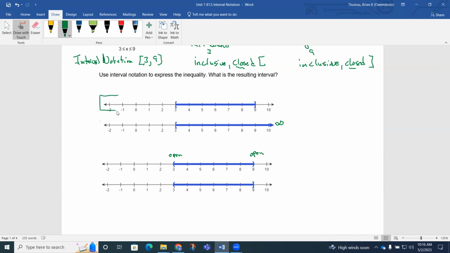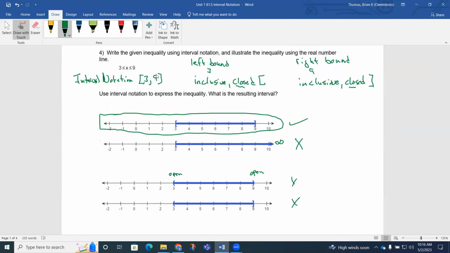So this graph here is the one that matches us. That's the correct graph, is that one. So this one doesn't match, this one doesn't match. The first one's the one that matches our inequality and our interval notation. Okay, so sometimes, I like interval notation, especially when it comes to looking at the graphs.